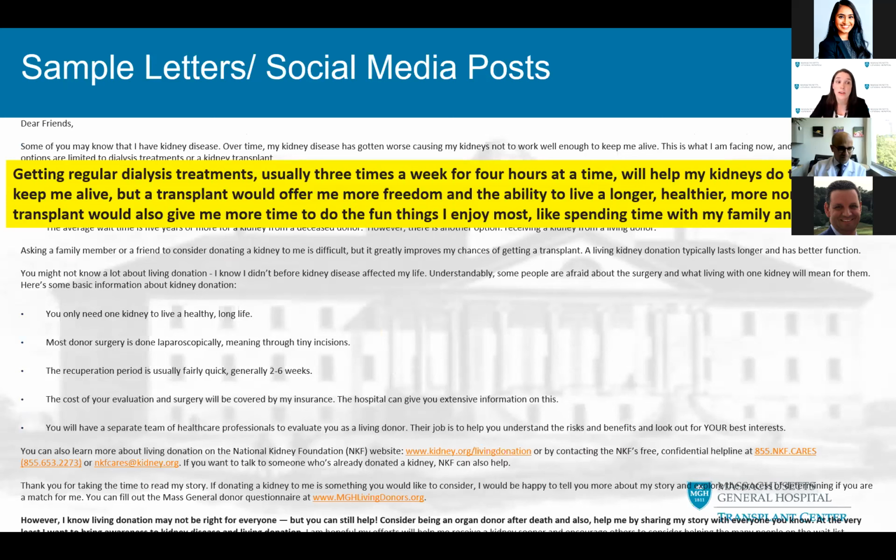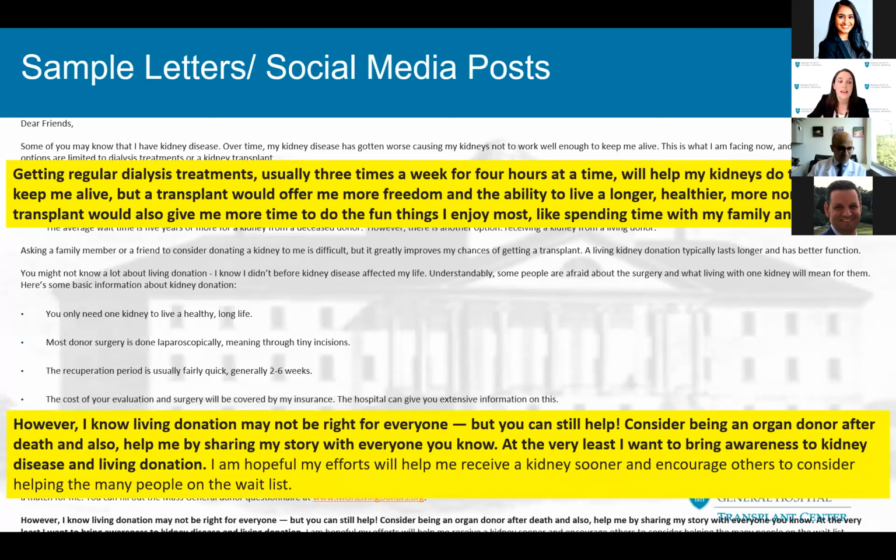A transplant would also give me more time to do the fun things I enjoy the most, like spending time with family or friends. So again, that personal connection where, this is how my life is going to be on dialysis, and this is how a transplant could help. And then, I know living donation may not be right for everyone, but you can still help. Consider being an organ donor after death. It's a great way to spread the word there.